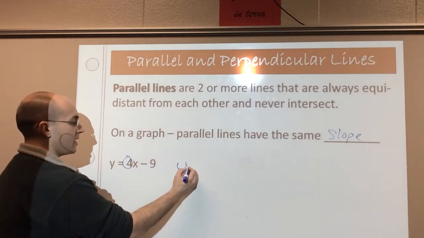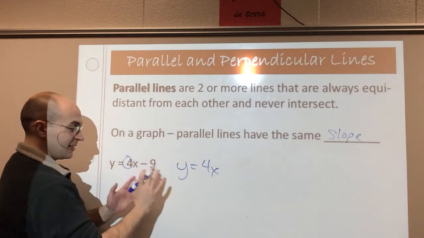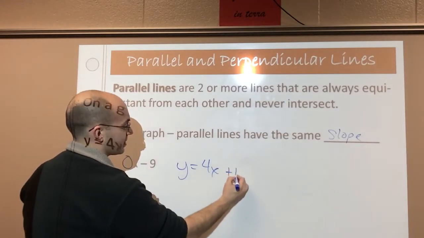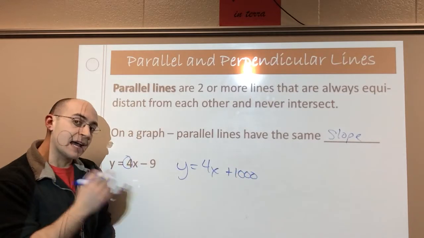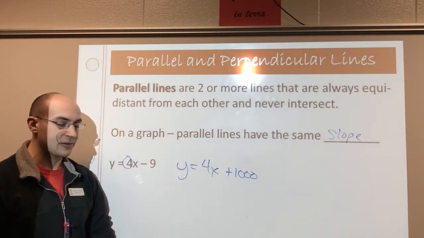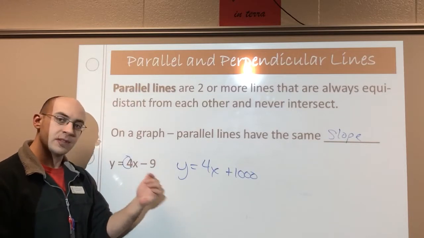So we can make this y equals 4x, and we can really just leave it like that because that's y equals 4x plus 0. But let's just make it interesting. Plus 1,000. Who cares? That is a line that's parallel to this line. Now, you might not be able to see it because that's a significant difference, but you get the idea. It has to be the same slope.